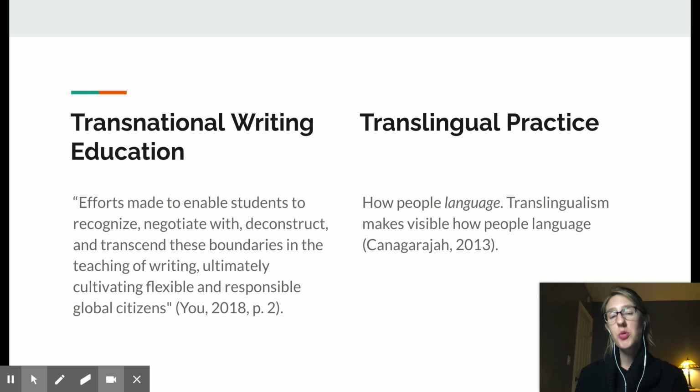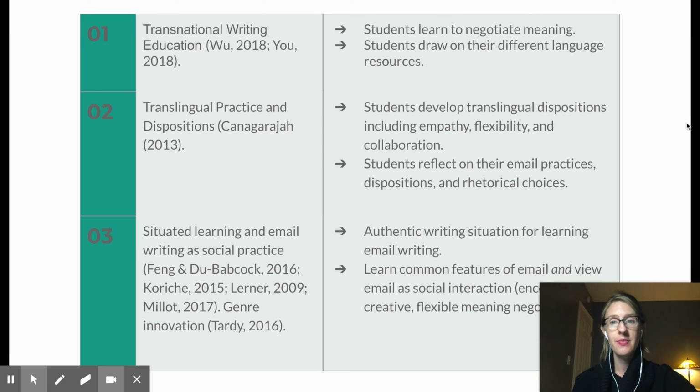Now, translingual practice is a theory that focuses on how people actually use language. So it's focused less on correctness for correctness' sake, although convention still matters, and more so on effective communication. And how people get to that point of effective communication is up for negotiation.